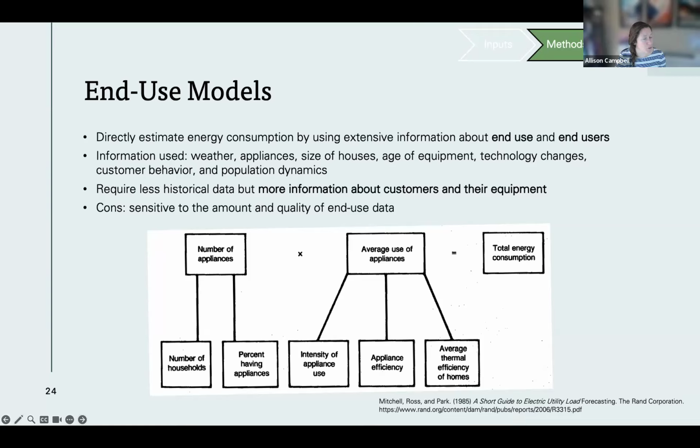So there's often a number of surveys that have been done about end users and the end uses. Maybe you would like to glean some information about technology adoption, and then the impacts of the age of the equipment, size of the houses, customer behavior, population dynamics. This approach requires less historical data, but it requires more information about customers and their equipment. The one drawback here is that it can be sensitive to the amount and the quality of the end use data. So it's important to keep that in mind.